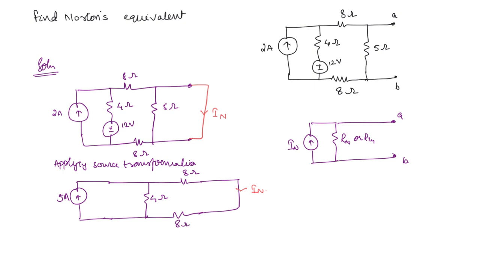So IN you can find by current division. IN is equal to, since there are only 2 resistors in parallel, you can simply write the other resistor divided by sum of resistors. So 4 plus 16 into 5. Here you are going to get 1 ampere. So this is the first step, that is finding the Norton's current.